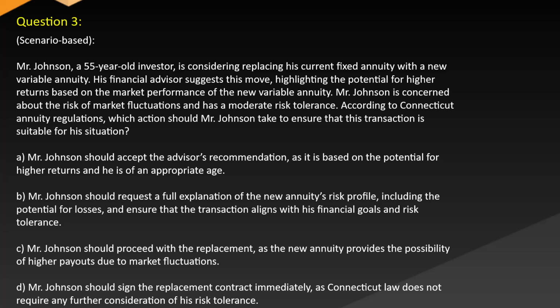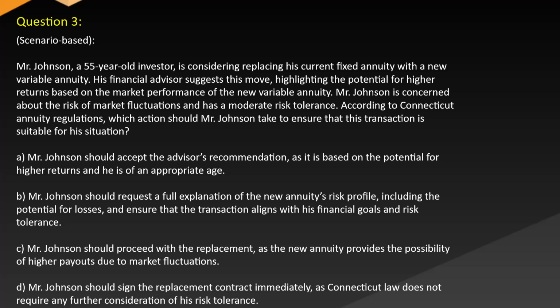Question 3. Scenario-based. Mr. Johnson, a 55-year-old investor, is considering replacing his current fixed annuity with a new variable annuity. His financial advisor suggests this move, highlighting the potential for high returns based on the market performance of the new variable annuity. Mr. Johnson is concerned about the risk of market fluctuations and has a moderate risk tolerance. According to Connecticut annuity regulations, which action should Mr. Johnson take to ensure that this transaction is suitable for his situation?